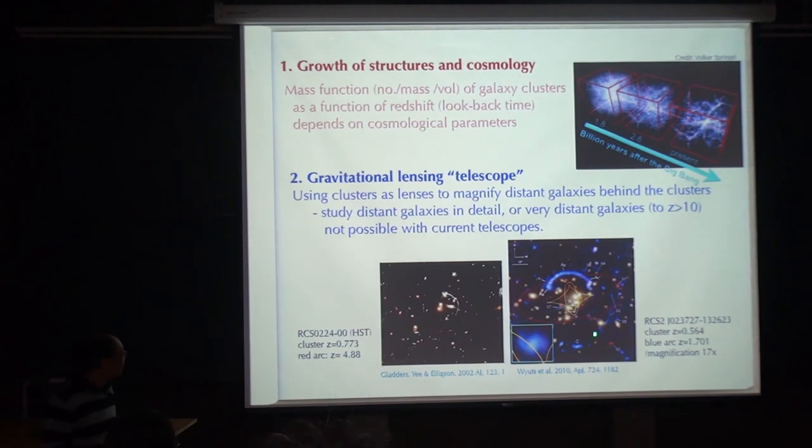And here's a more drastic one, with a cluster again at a relatively low redshift, in this case only around 0.6. And this beautiful arc is actually part of a galaxy at about redshift 1.7. The magnification here is about 17 times. So you have a galaxy whose structure gets stretched by the gravitational lens, and the total amount of light in this is about 17 times the actual light from the galaxy.